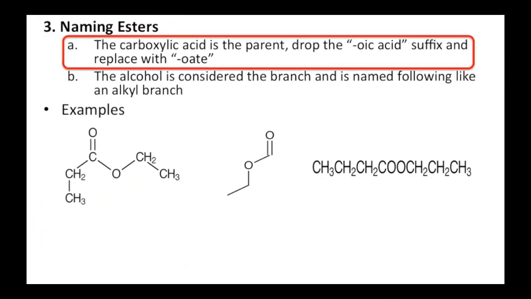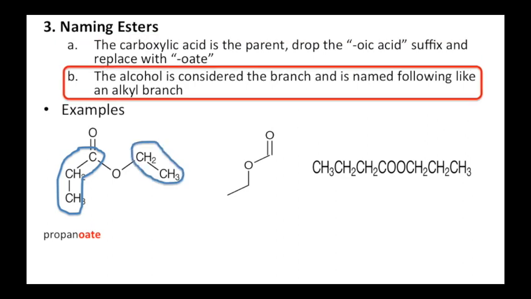Okay, naming esters. How do we name these? Well, the carboxylic acid is the parent. We drop the oic acid and replace it with OATE. So this used to be our carboxylic acid, and this used to be our alcohol. The carboxylic acid's name was propanoic acid. We drop the oic acid, OATE, so that's the parent, propanoate. And the alcohol is considered the branch and is named like the following. That's an ethyl branch. Therefore, this is ethyl propanoate.